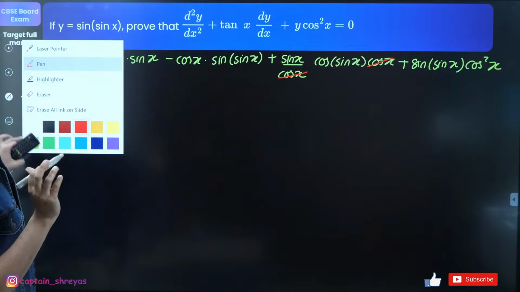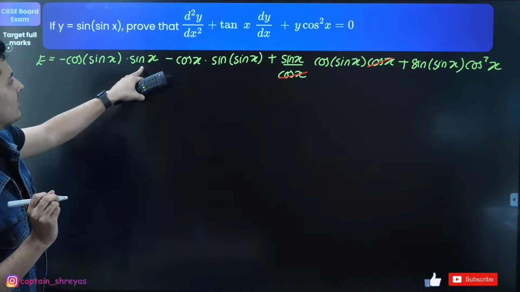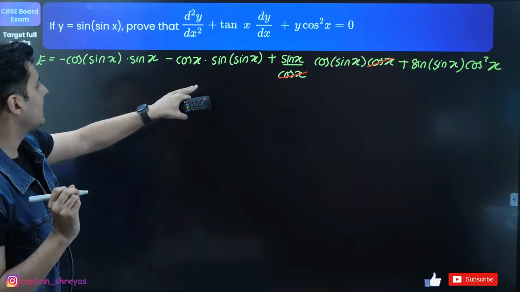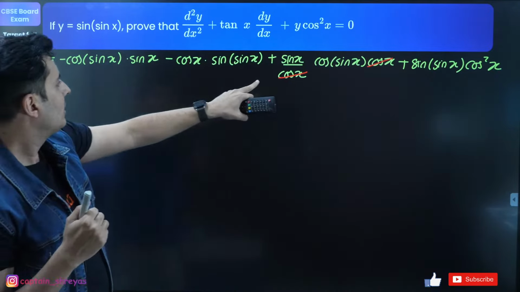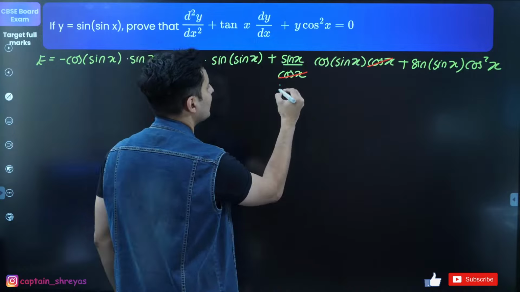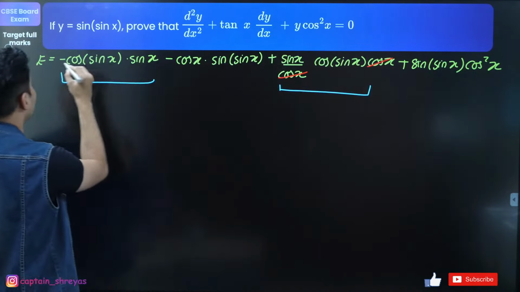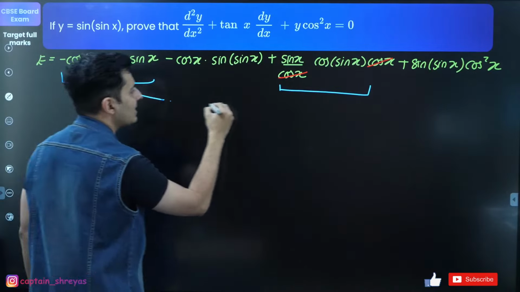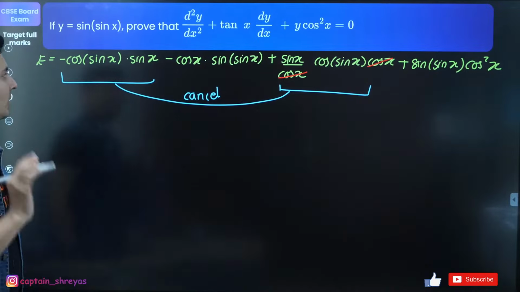Let's see if I can see some identical terms over here. Cos of sine x into sine x. Cos of sine x into sine x. Oh, do you see this term and this term? This is plus, this is minus. They basically cancel each other. Yes or no, guys? They basically cancel out each other.